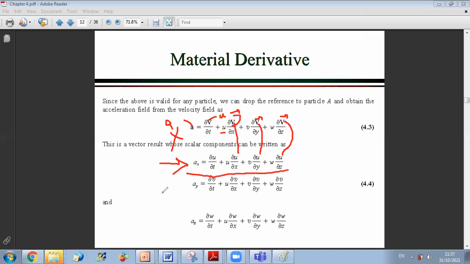I can do the same to get acceleration along Y. The only difference, as you can see here, please pay attention: this U will remain as it is because already in the vectorial relation, it was not a vector, it was U. The vector is here. You have V here, here, here, and here. So in AY, you get del V by del t plus U del V by del X plus V del V by del Y plus W del V by del Z. And the same to get the expression of AZ. And in this way, you can calculate your acceleration in the different directions.